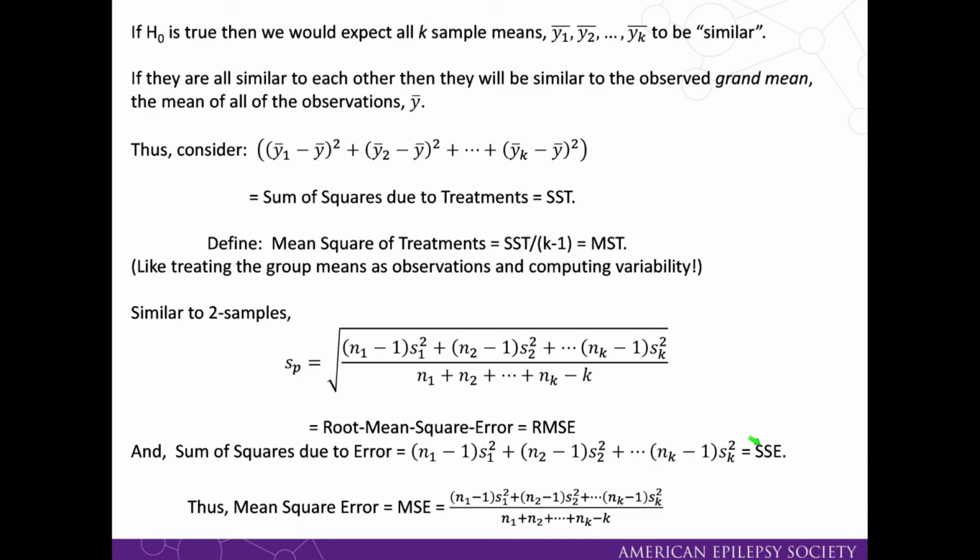Anytime you have a sum of squares, you can have a mean square just by dividing by its degrees of freedom. And in this case, it's n1 plus n2 all the way up to nk, minus k. And this is the mean square error. Okay, admittedly, a lot of math, a lot of symbols, but that's what computers are for. It'll do it all for us. It's the concept that is meaningful.